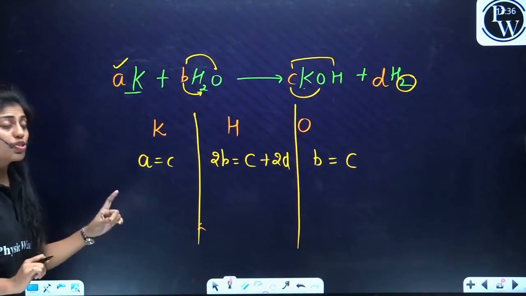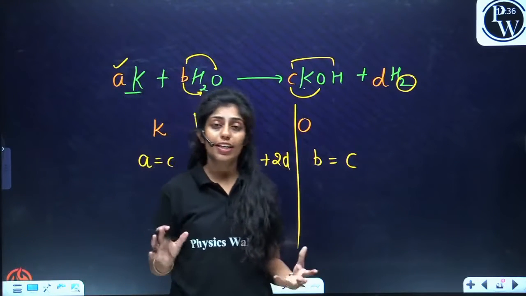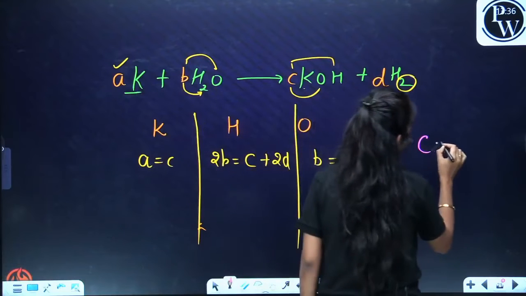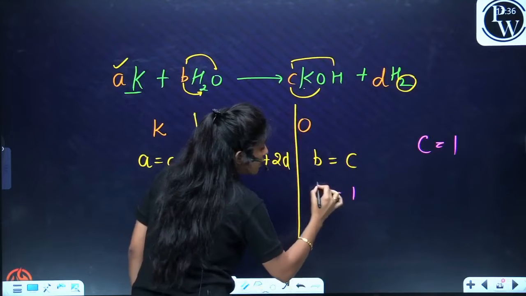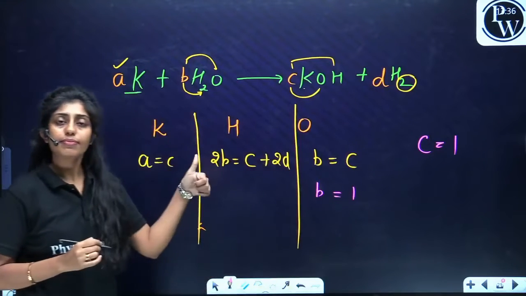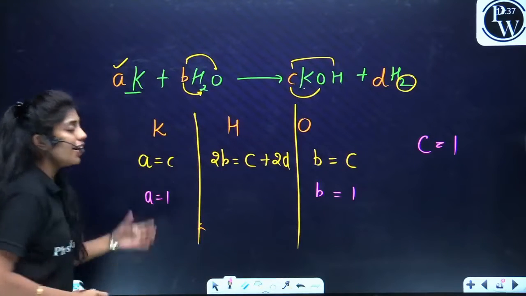variable or the coefficient. So I can see A and C, C and C. C is common in all the equations. So I will be writing, suppose C is equal to 1. So if C is equal to 1, B is equal to 1 also. Next, if C is equal to 1, A is equal to 1 again.